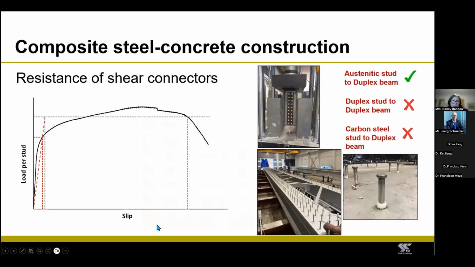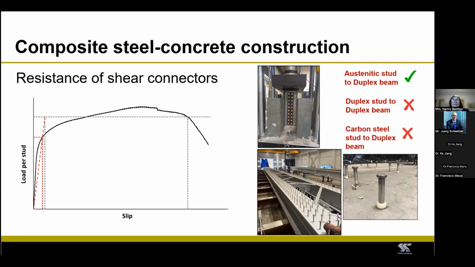What about shear connectors? Well, yes, you can buy austenitic stainless steel shear studs, because this form of construction is actually used and has been used for many years in the nuclear industry. So it's not something brand new. There's been a lot of experience stud welding austenitic shear studs.